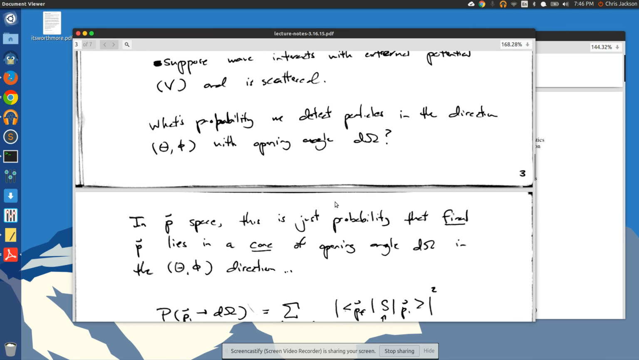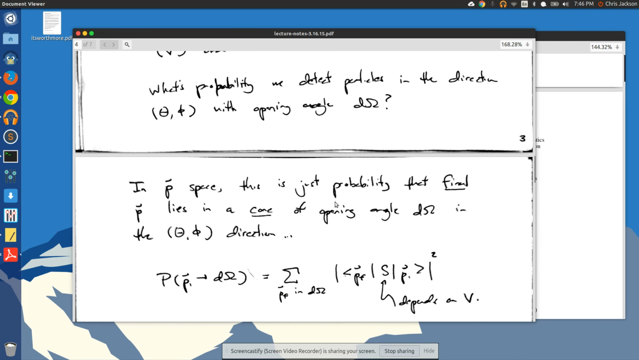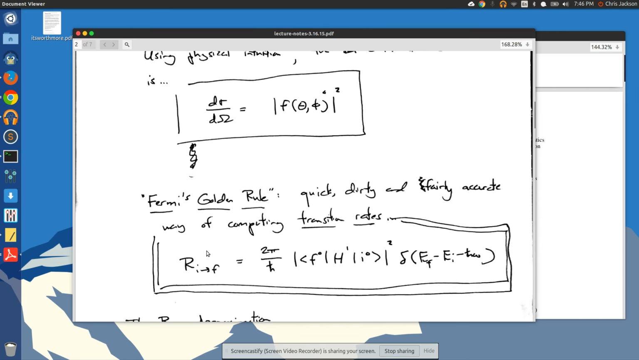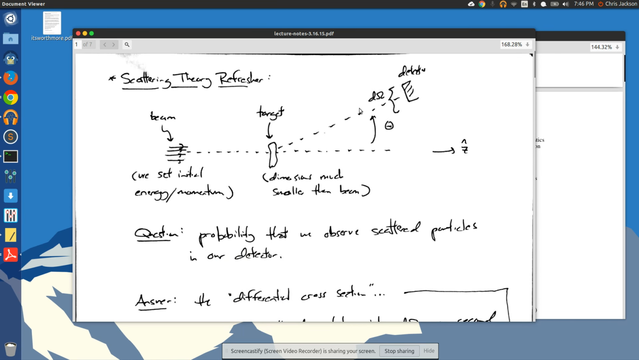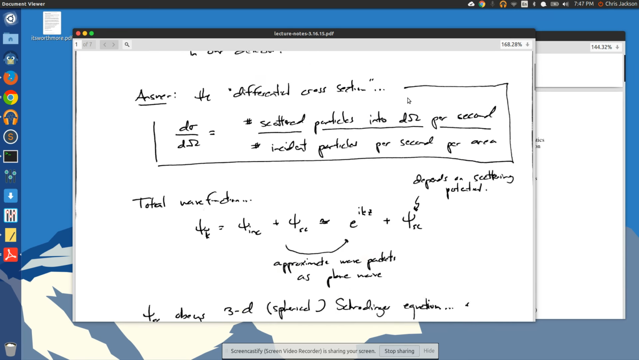Okay, so that's what we want to compute, the probability, but we're working in momentum space, right? If we want to compute that probability, it's basically just the probability that our final momentum lies in a cone of that opening angle, in that direction. So in other words, if we go back to this picture, we want to compute the probability that we'll have some particle that has momentum pointing into this detector, that hits some part of this detector.